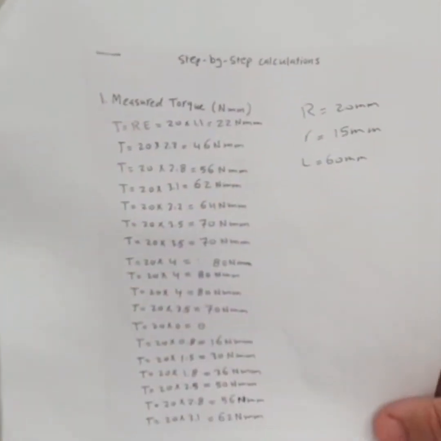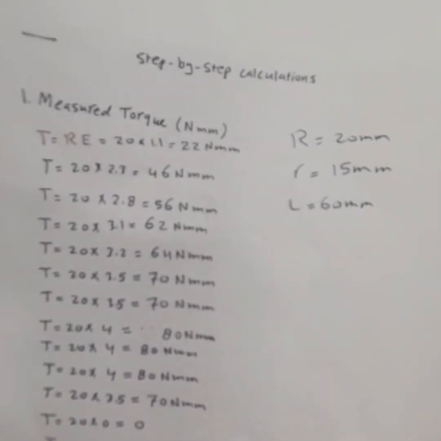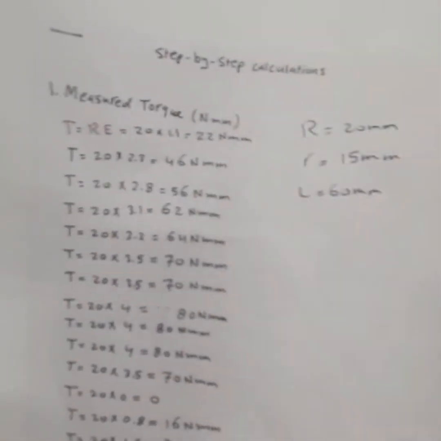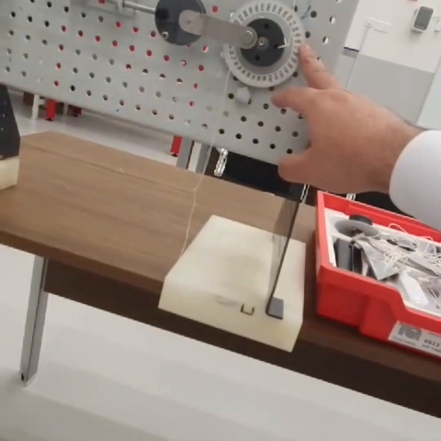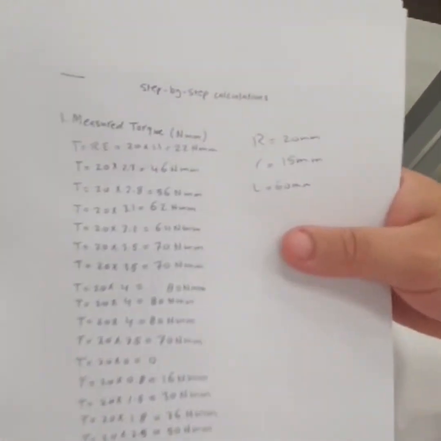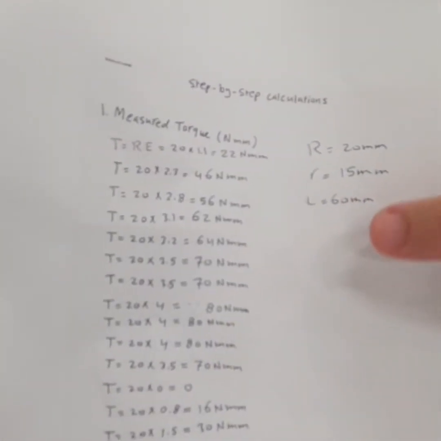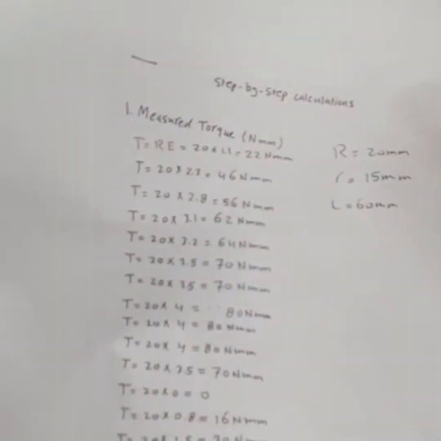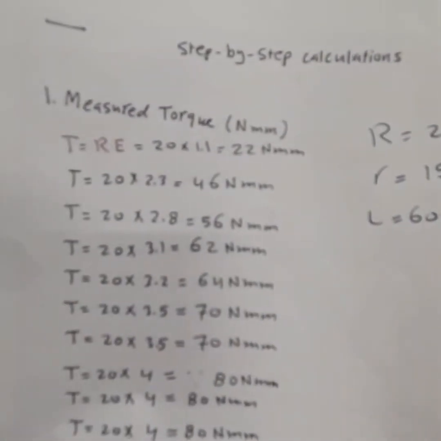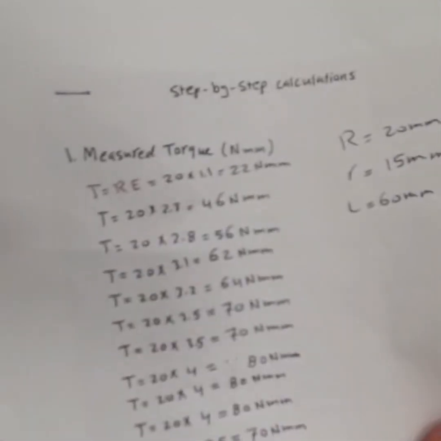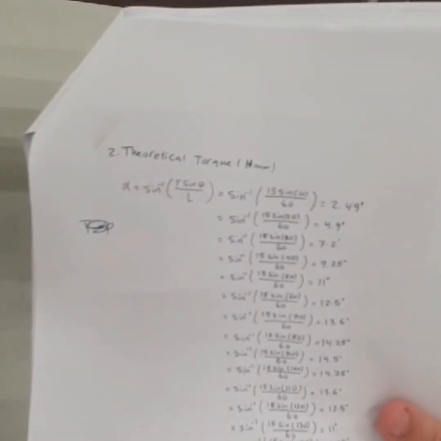I measured the practical torque by multiplying R, which was the radius of the crank wheel, 20 millimeters, by the force, which we call E here. The force we got from the experiment, so that's how we got the practical torque.